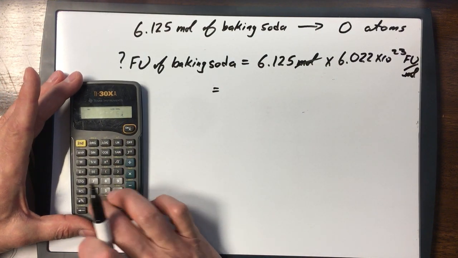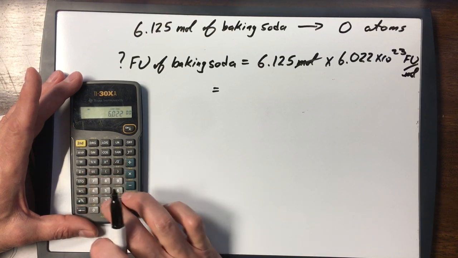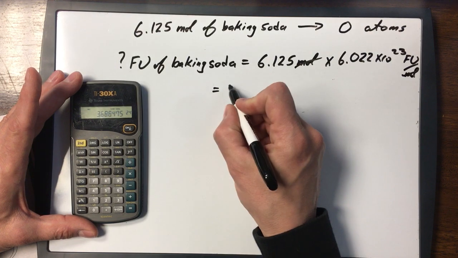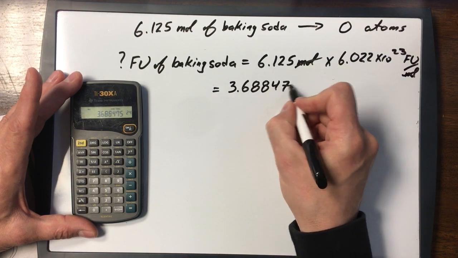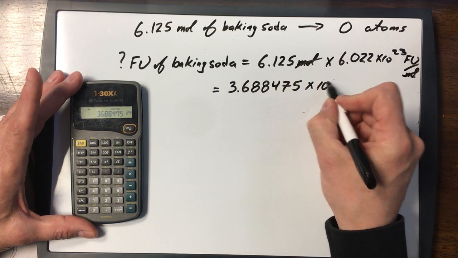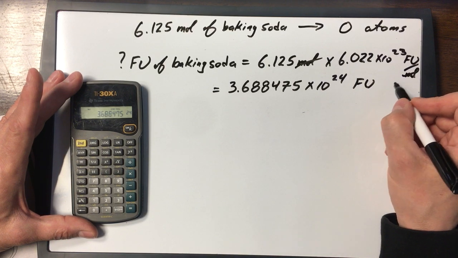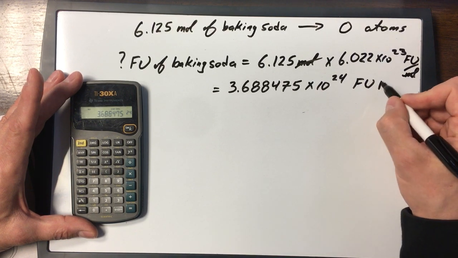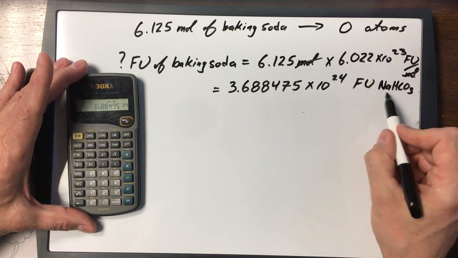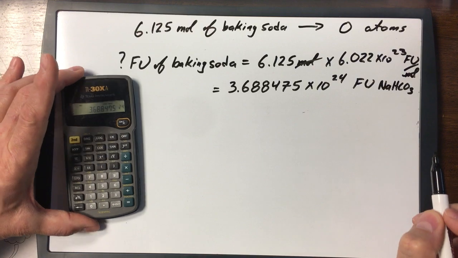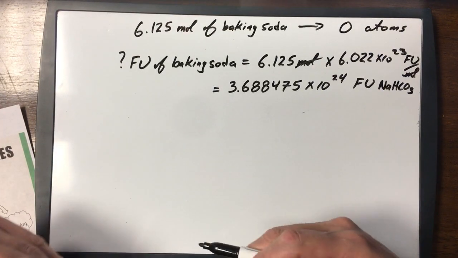So we're going to have 6.125 multiplied by 6.022 times 10 to the power of 23 equals 3.6888475 times 10 to the power of 24 formula units. Let me put NaHCO3 because that's the chemical formula of baking soda. It's sodium bicarbonate. I'm not going to round off this value, and I'm not going to round off until I get to the very end.